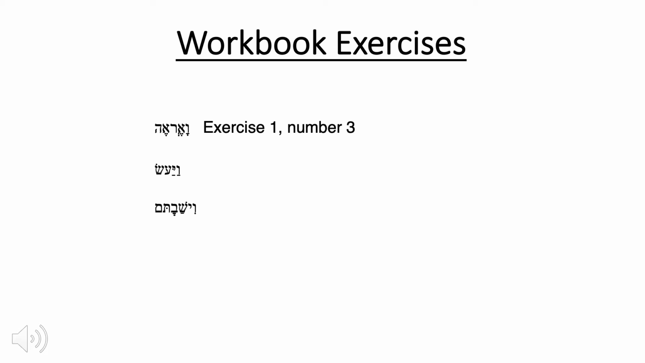The Vav consecutive is pretty straightforward. Simply a Vav plus a Patach plus a dagesh in the first consonant for the imperfect, and Vav with a Shva for the second set of exercises for the perfect, because context will often tell us if it is a Vav consecutive. However, there are a few examples here in your exercises that are a little more confusing, and those are the ones that I want to cover to make sure that you understand. So let's start with the first example here from Exercise 1, number 3. How would we parse this particular verb?